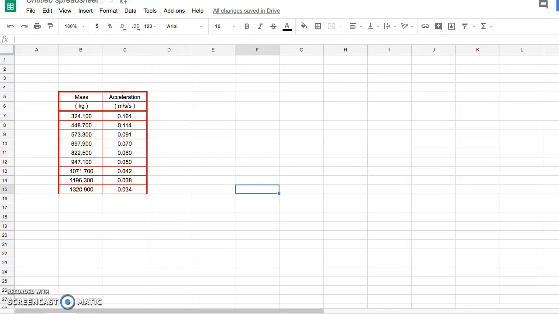All right, so I'm going to show you how to analyze your data. Here we have the mass of the cart and the acceleration. And the important thing to notice here is that we never had a mass of 0. Our smallest mass was about 325 grams.